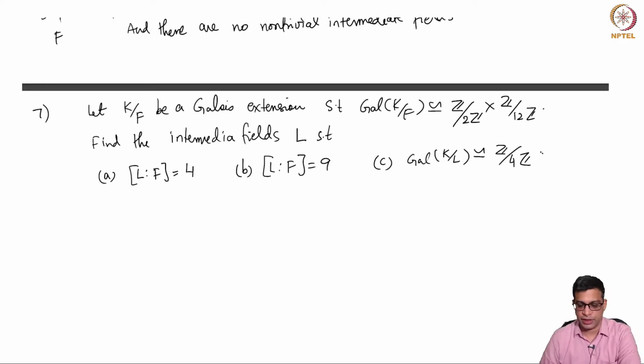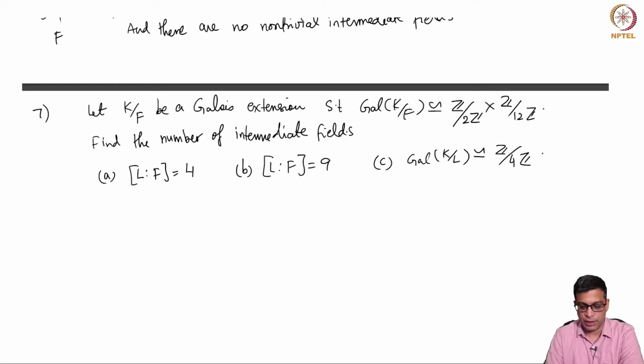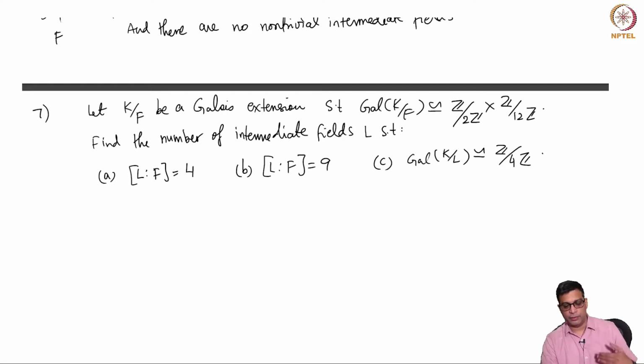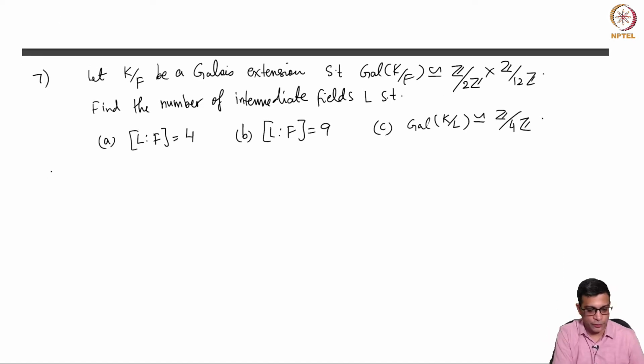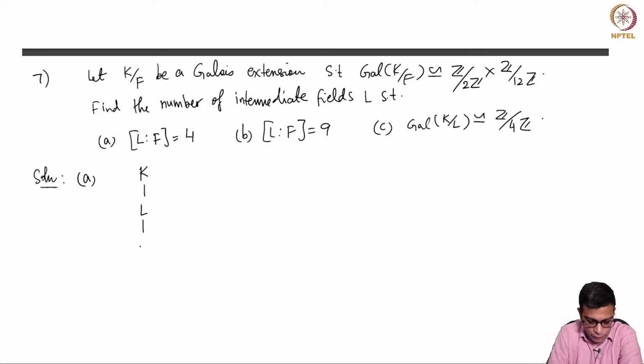So given a Galois extension whose Galois group is Z mod 2Z cross Z mod 12Z, actually the question is find the number of intermediate fields. So I can't really find L, because K over F is an arbitrary extension. We have no information about it other than its Galois group. So really I can only do the number of intermediate fields with these properties. So let's first do A. So let's draw the picture that we are now comfortable with. So given extension is K over F.